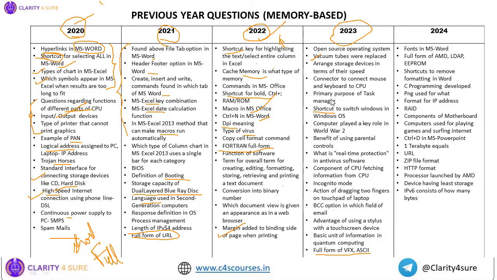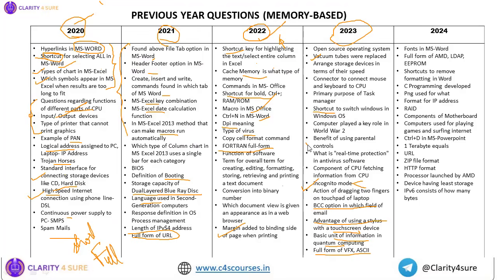This has come. Then some of the typical questions that appeared in 2023, I told you that candidates were not prepared. One is this incognito mode. Okay, there were two questions from this incognito mode. Okay, then there was this one, BCC option appears in which field of email ID. Okay, there was another question, advantage of using stylus with a touch screen. Okay, then this one, basic unit of information in quantum computing. So these are some of the things.